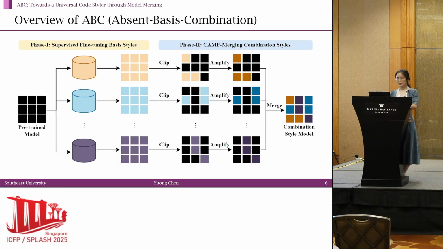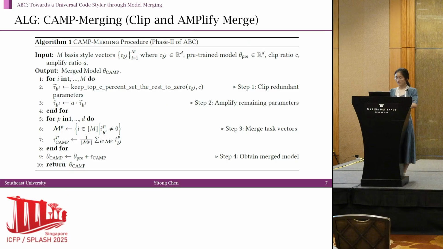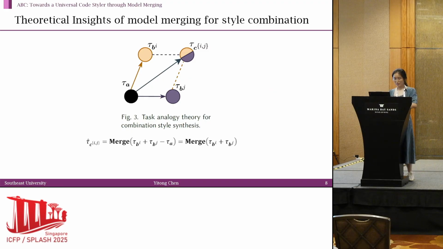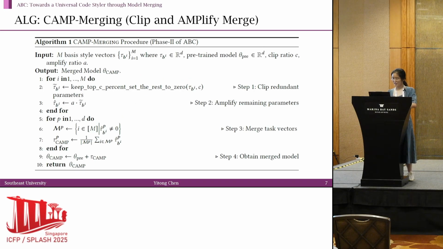So in phase 2, CAMP merging, combination style. In this phase, ABC merges the basis style models from phase 1 to develop a model capable of handling combination style transformation. So CAMP merging is a specialized model merging method, which stands for Clip and Amplify Merge. We designed it for our task. So it has 4 steps.